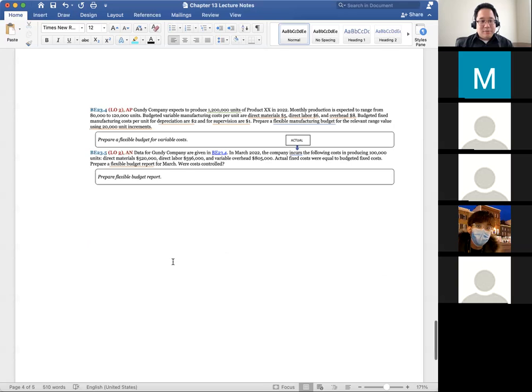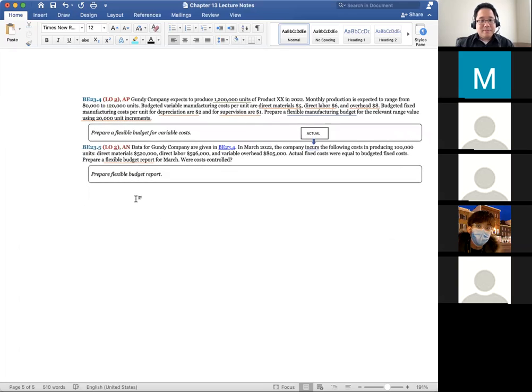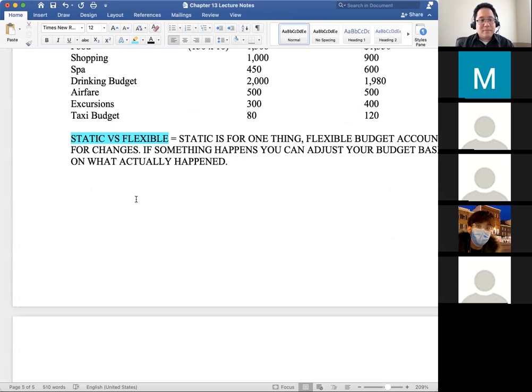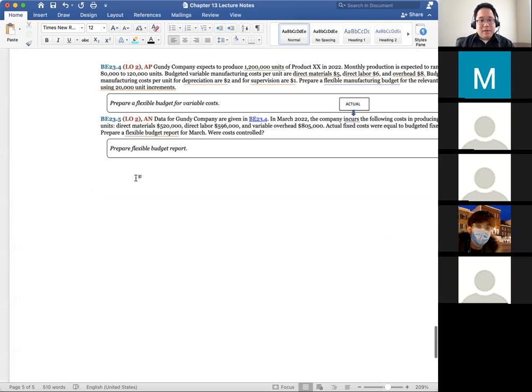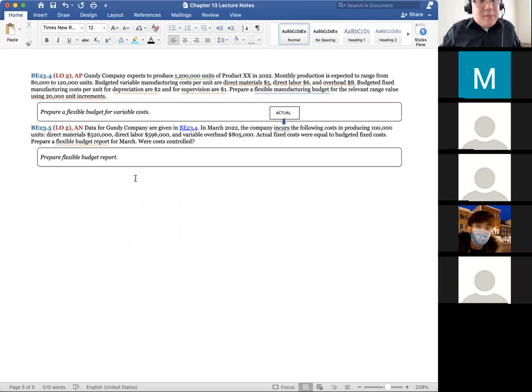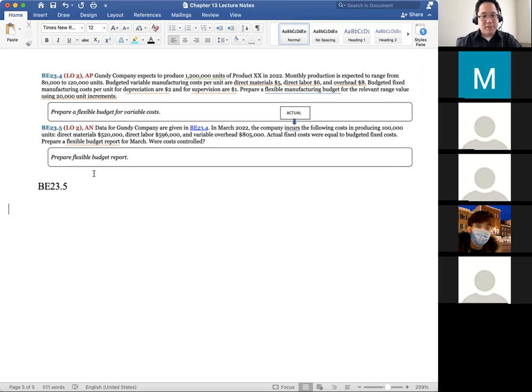Okay, then let's do one problem here. Okay, so let's take a look at this problem here. Let's take a look at brief exercise 23.5 because it includes the information from both parts. It says data for Gundy Company is given in brief exercise 13.4, which is above. It says in March 2022, the company incurs, remember incur means actual, the following costs in producing 100,000 units. Okay, so they produce 100,000 units.